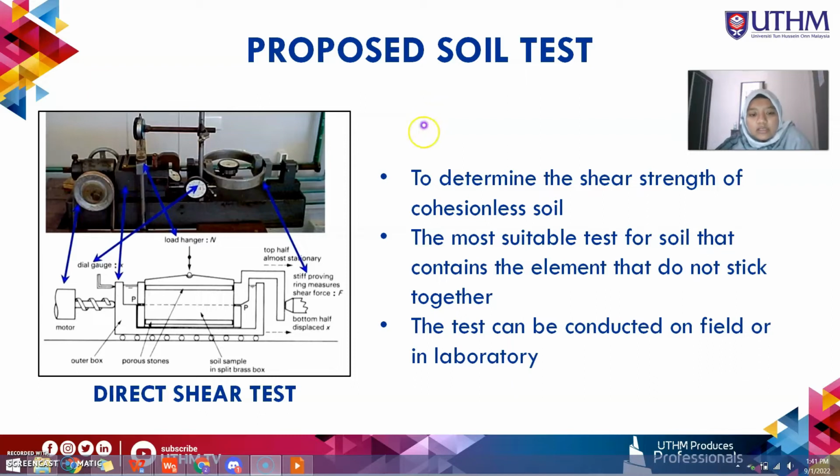For the proposed soil test, the most suitable test is the direct shear test, to determine the shear strength of cohesionless soil. It is the most suitable test for soil that contains elements that do not stick together. The test can also be conducted in the field or in the laboratory, therefore it is convenient for both situations. Looking into this picture, this is the typical setup for the direct shear test. And on to the next slide.